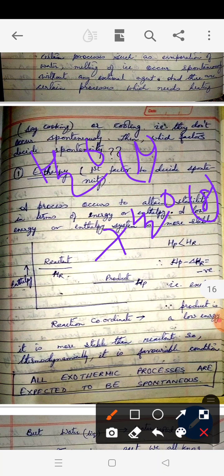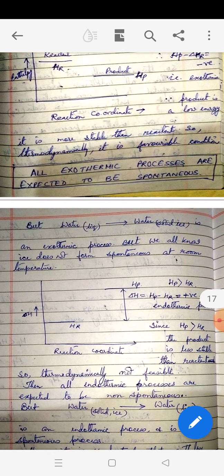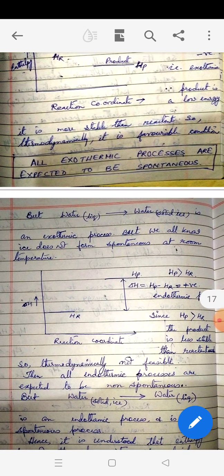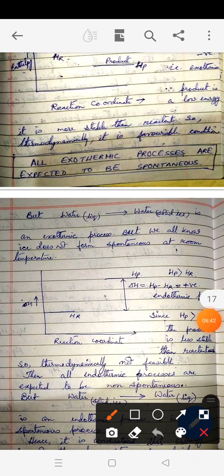So, how do you account for it? Here we have drawn the graph for endothermic processes. During an endothermic process, the enthalpy of the reactant is lower than the enthalpy of the product. Now, if enthalpy of product is high, that means the system has attained more energy, and thermodynamically the process should not be spontaneous because the system is becoming unstable. Then how do we justify these changes?